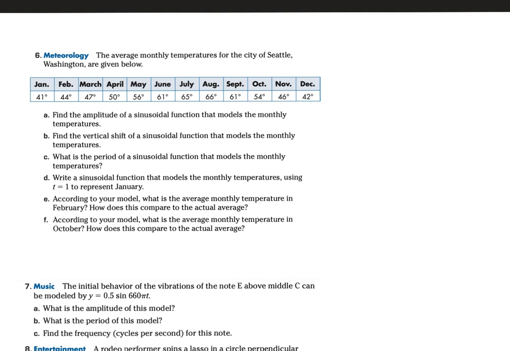Yeah, because I got the amplitude, and then I scooted it 1 over. And then I got the midline. What do you mean scooted it over? Like I did the -1. But you would have to do max minus min divided by 2 for amp, max plus min divided by 2 for midline. Is that what you're talking about? 47, 50, 56.